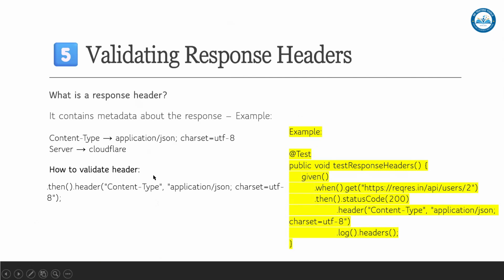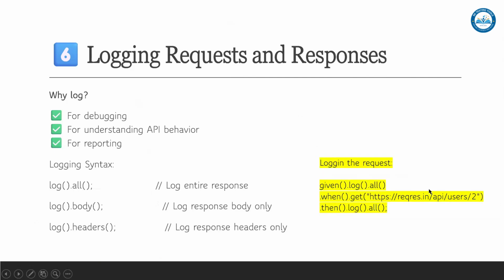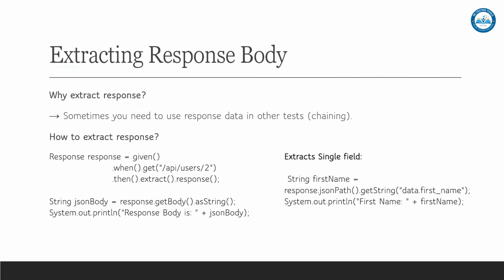How to validate these headers? We use dot then header content type application JSON and charset is equal to UTF-8 if it is there. So this is the actual code. Right. Now, first we'll go with this particular one.